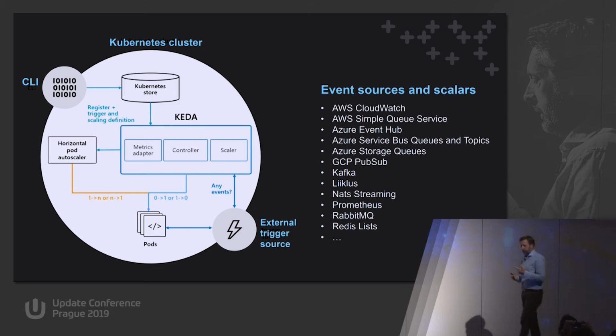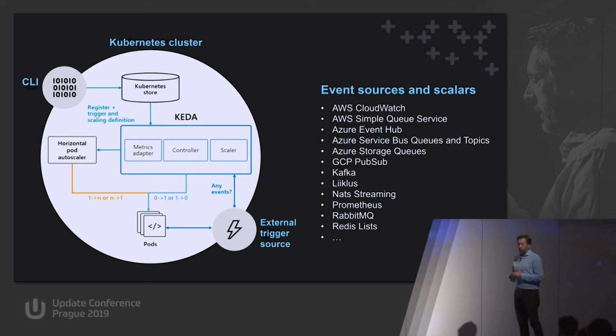So there's 2 parts to this. The first part is that it will activate your deployment once your event source triggers something. So the idea is that, let's say you have a message queue. And if that message queue starts piling up above a certain limit, then you want to trigger scaling of your application.